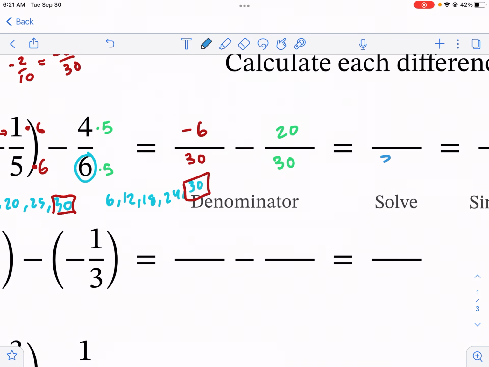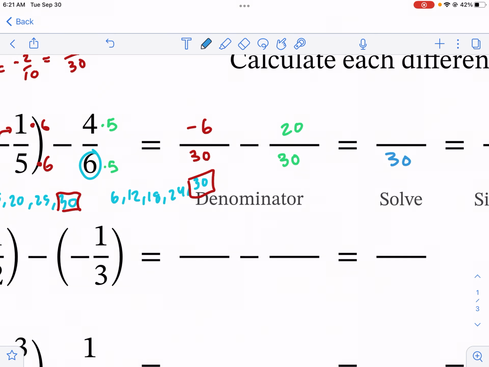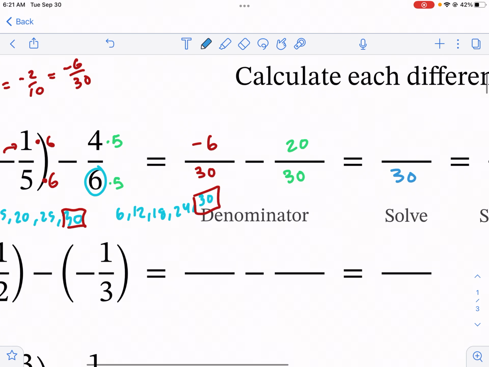So they have a common denominator. So I am just going to copy that denominator right down. There's no work required with that. I know my units are 30ths. And now I just have a problem in the top. My problem is negative 6 minus 20.